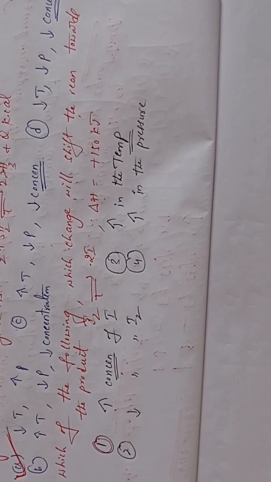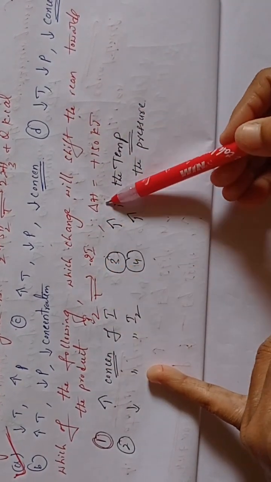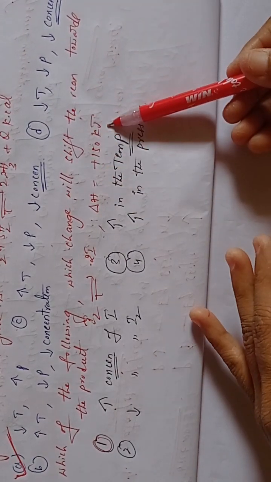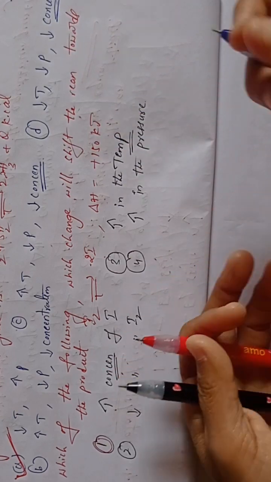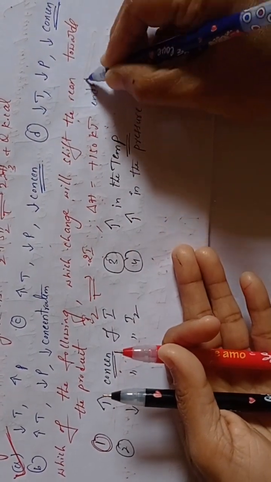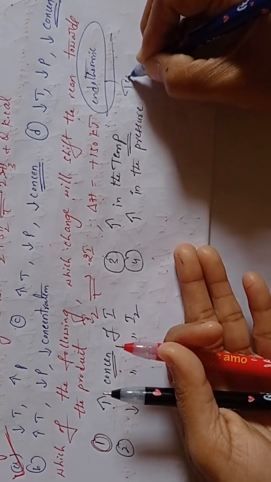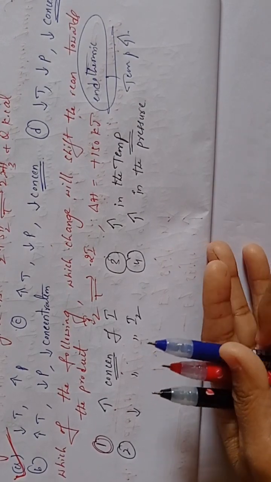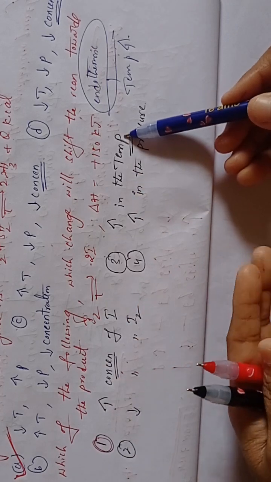Next question: which change will shift the equilibrium toward the product in I2 gives 2I, delta H plus 150? Plus 150 is given, so it is an endothermic reaction. That means more temperatures are favorable. According to trick number 2, a higher temperature is favorable. So the third option, increase in temperature, is the correct answer.